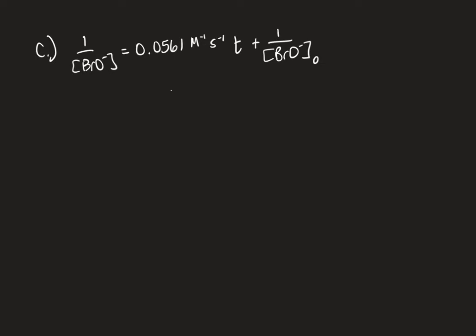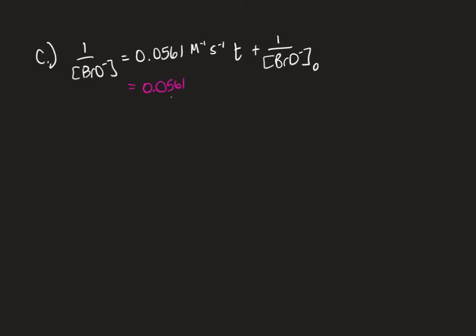To solve part C, we're just taking our equation. This is the second order integrated rate law. We have substituted in our k value with units, but we're given a t in the problem, right? Our t is 10 seconds. So we put 10 seconds in here. We have our initial concentration, that's just at time 0. What was the concentration of the hypobromite? It was 0.750 molar.